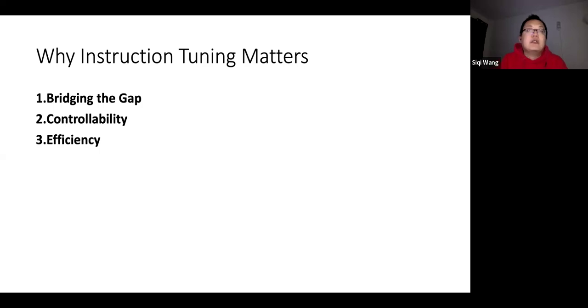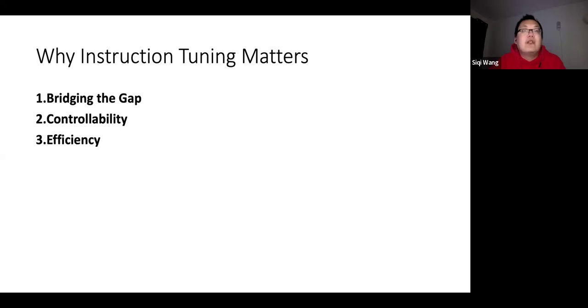And so why is instruction tuning very important? Because it has three advantages: bridging the gap, increasing the controllability, and increasing the efficiency. First, it helps the model go beyond just predicting the word to actually doing what we want. What's more, instruction-tuned models are easier to control. We can guide them to perform a specific task the way we want.